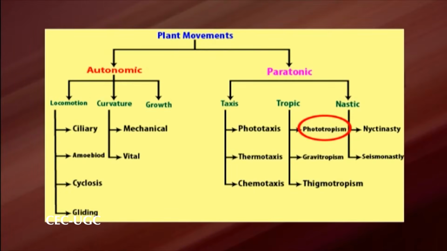Thus, the tropic responses may be either positive or negative. If a plant responds in the direction of the stimulus, for example towards a light source, it is said to be positive. If it grows away from the stimulus, it is said to be negative. Some familiar tropic movements which have been studied in detail include: number one, phototropism; gravitropism; and thigmotropism. Let us discuss these one by one.